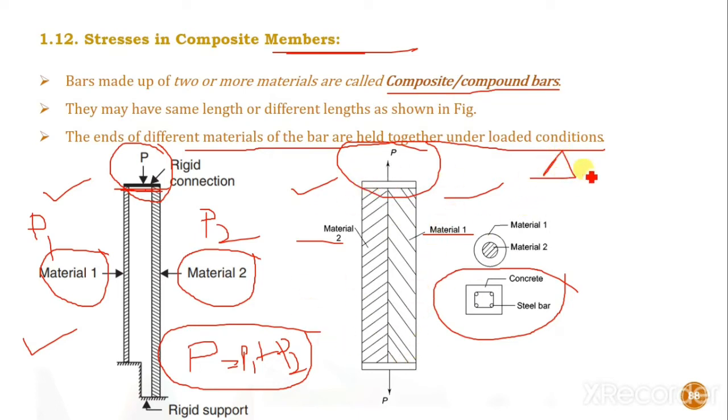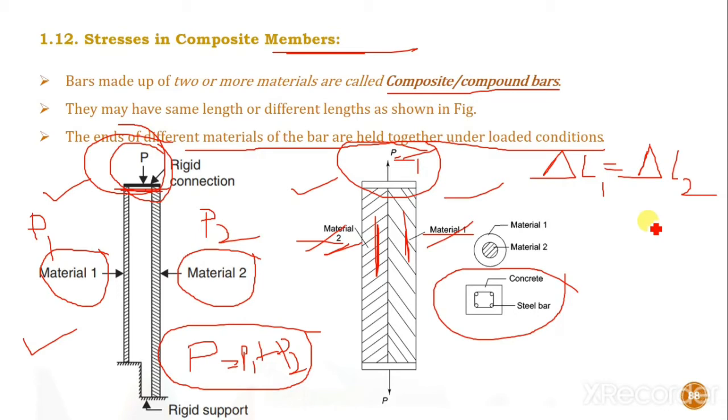The change in length is represented as delta L. If this is material 2 and this is material 1, then delta L1 is equal to delta L2. The change in length in material 1 is equal to the change in length in material 2. If it is a tensile force, then the increase in length in material 1 is equal to the increase in length in material 2. If it is a compressive load, then the decrease in length in material 1 is equal to the decrease in length in material 2. So we have obtained two equations from this criterion.